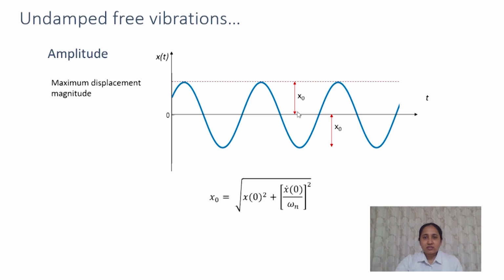So our amplitude will be constant throughout. This value, this x0, is known as the amplitude of the vibration, and it can be calculated like this using our constants a and b. The amplitude of this vibration will be equal to the square root of x0 square plus (x dot 0 by omega n) the whole square. These are, as we know, the initial conditions, and omega n is the natural frequency of the system. So if we know the initial conditions and the natural frequency, we can calculate the amplitude of this vibration.